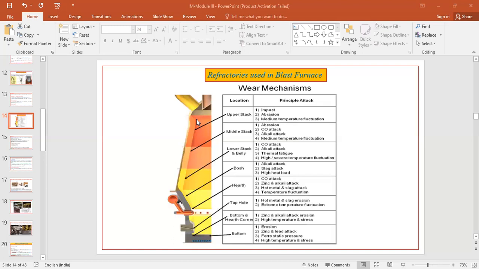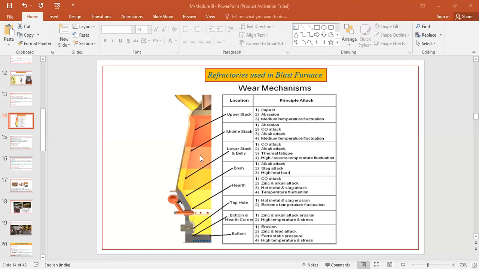So at every part of the blast furnace, we use different kinds of composition and proportion of refractory bricks, depending upon the kind of environment prevailing at that position. Based upon that, the kind of refractories will be used. In the upper stack part of the blast furnace, this location is prone to impact as well as abrasion caused by the raw materials during the charging process. So the refractories used at this particular location should have resistance to this attack.